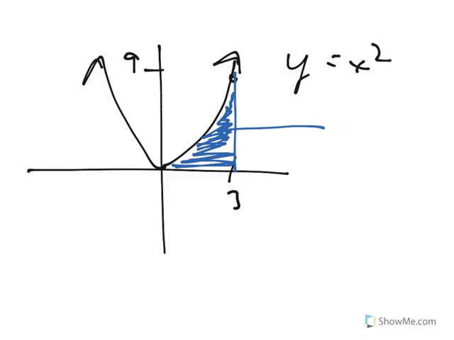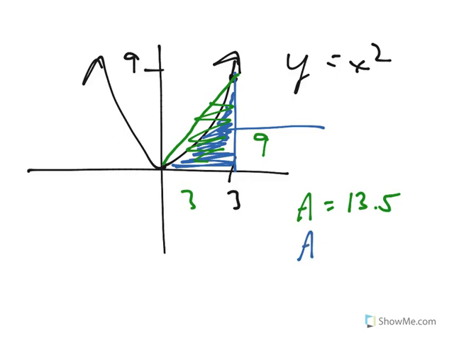Okay, you might have come to the observation that if you were to connect those points and make an actual triangle, this would be base 3, height 9. So that green triangle would have an area of 13.5. So the blue area would be something less than 13.5. But how much less? Well, we're going to learn how to do that in this video.